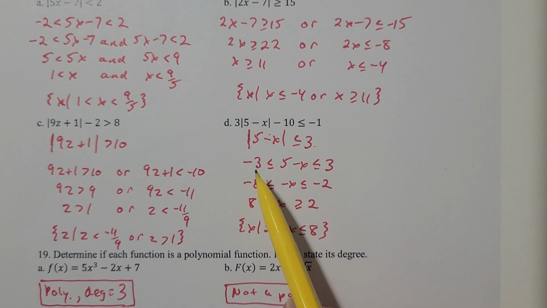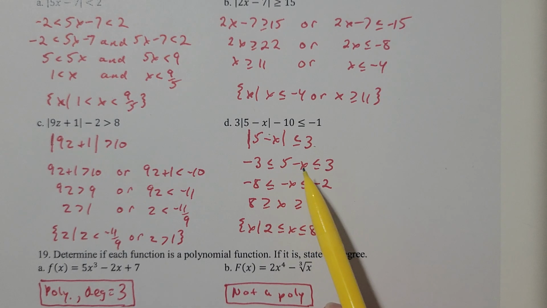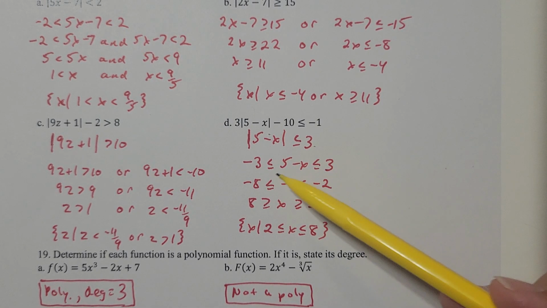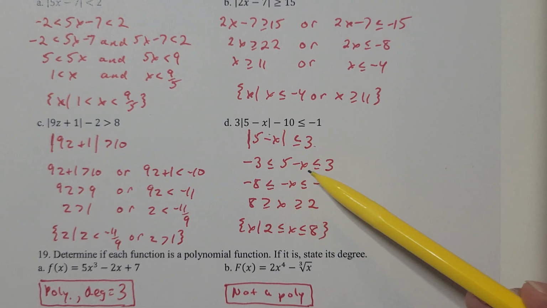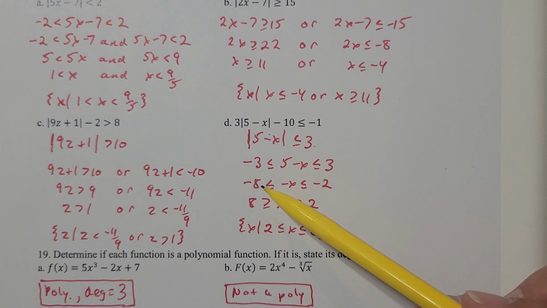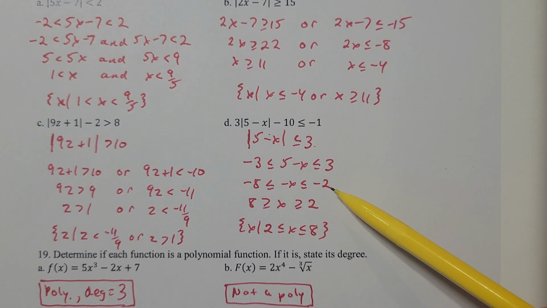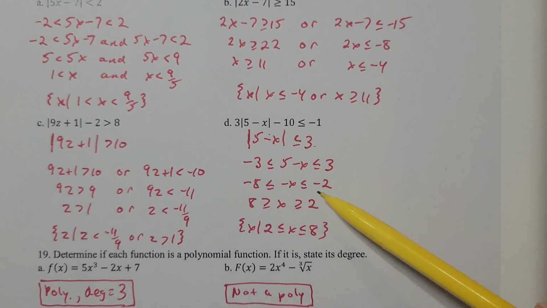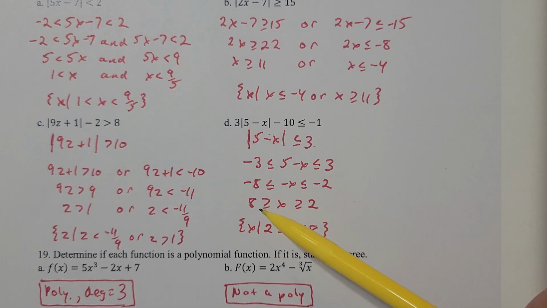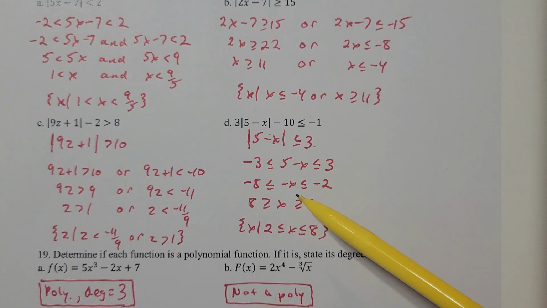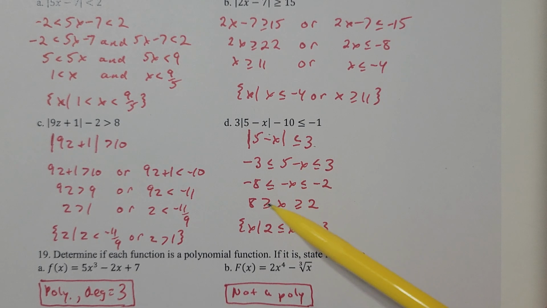Okay, so -3 is less than or equal to 5 minus x. That's less than or equal to 3. Okay, and then I can solve this if I subtract 5 throughout these three parts. -3 minus 5 is -8. 3 minus 5 is -2. And then let's multiply throughout these three parts here by -1. So 8 would be on the left, x is in the middle, and 2 is on the right. And I just multiplied by a negative number, by -1. So I got to flip these signs here.